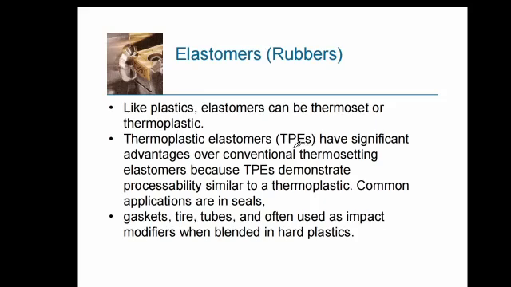The thermoplastic type elastomers have significant advantage over the thermoset elastomers because the thermoplastic elastomers, TPEs, demonstrate processability that is similar to thermoplastic, and they are commonly used to make motor vehicle parts such as seals, gaskets, tire, tubes, and so forth. Sometimes they are also used as modifiers when mixed in hard plastics.